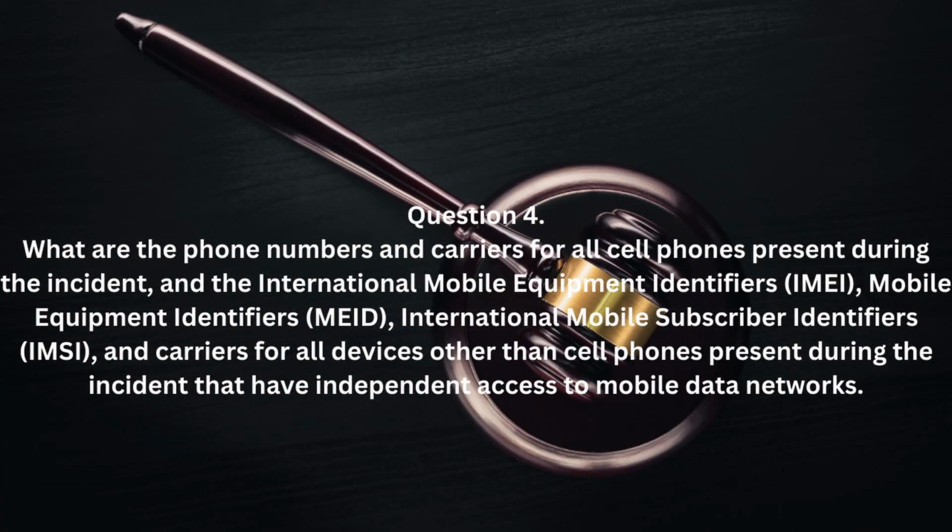Question number 4. What are the phone numbers and carriers for all of the cell phones involved in the incident, along with all the International Mobile Equipment Identifiers, IMEI, Mobile Equipment Identifiers, MEID, or International Mobile Subscriber Identifiers, IMSI, and carriers for all devices other than cell phones that have independent access to the cellular network. Many devices can have accounts with cell phone carriers that allow these devices to access the mobile data network. The most obvious example is a tablet. Cell phone carriers offer plans for tablets like iPads to connect to the mobile data network when they are not in range of Wi-Fi. Other devices, like smartwatches, can have plans as well.